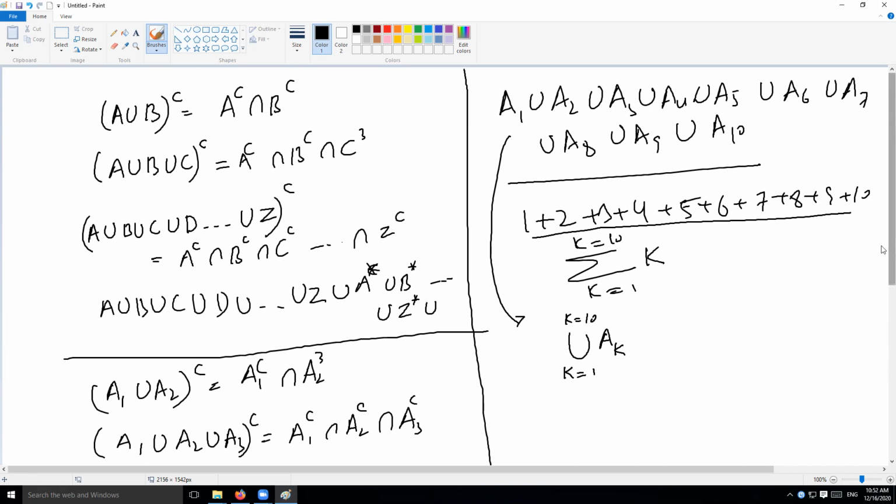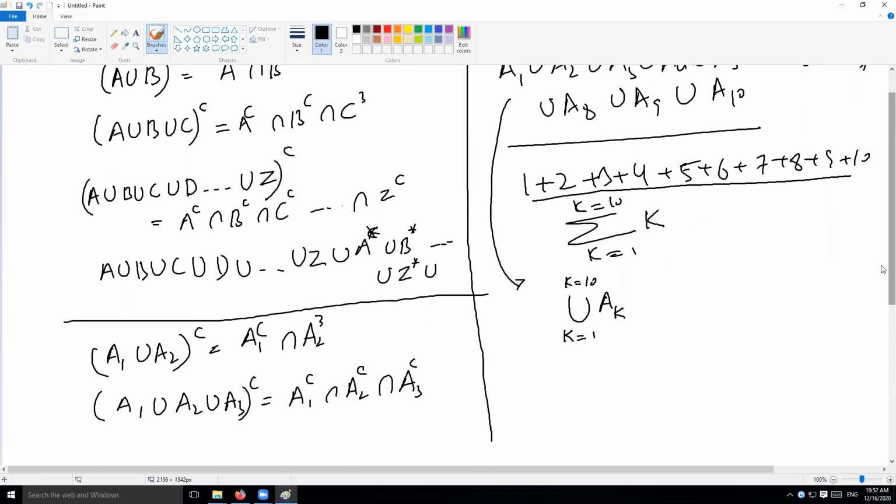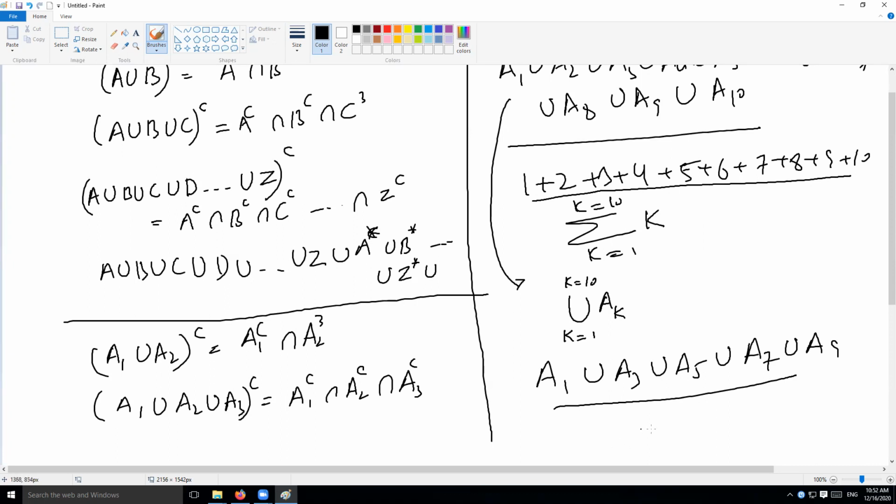That's a general union. How about instead of a sequence like 1, 2, 3, I have something like this: A1 union A3 union A5 union A7 union A9. If I want to put them in a compact notation, what do you think? What should be the way to do it?